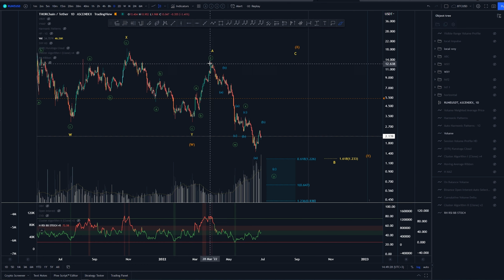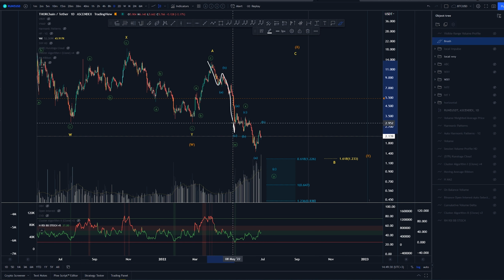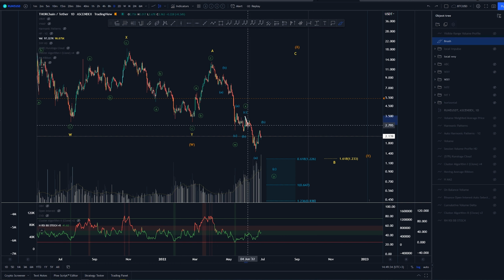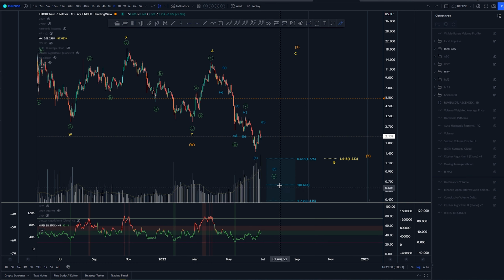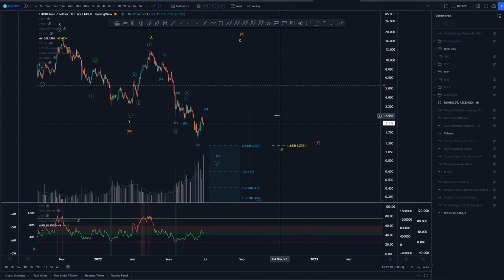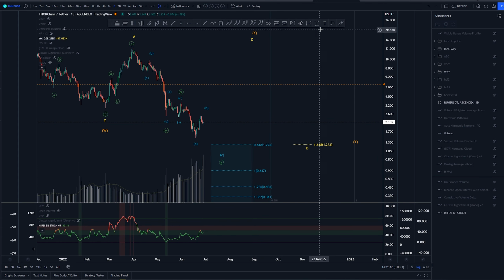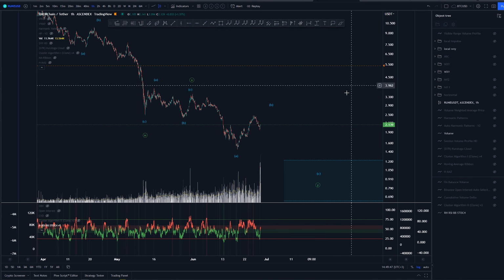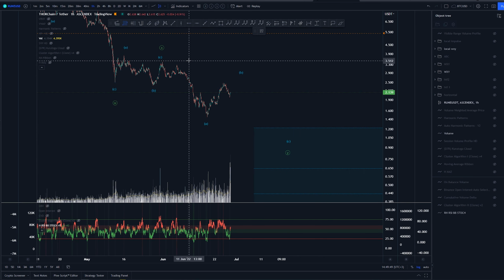So in this case, we would have this as an ABC into W, ABC into X, a running flat, and then 1, 2, 3, 4, 5 into an A wave, then B and C. Okay, so according to this one, we would be still looking for lower targets. And yeah, that is pretty much it.